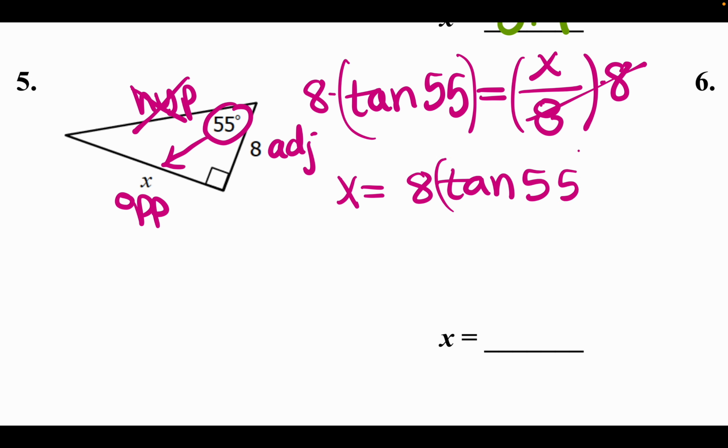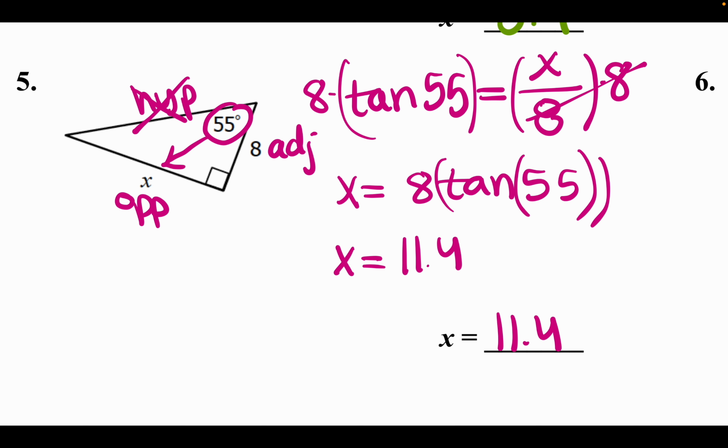You can leave the parentheses in there, or you can drop them. Most calculators know you're going to be multiplying. It doesn't matter. Or you can have all the parentheses in there, so we know 55 is the degree for our tangent, and 8's on the outside multiplying. Now, if we enter that in, we get 11.4.